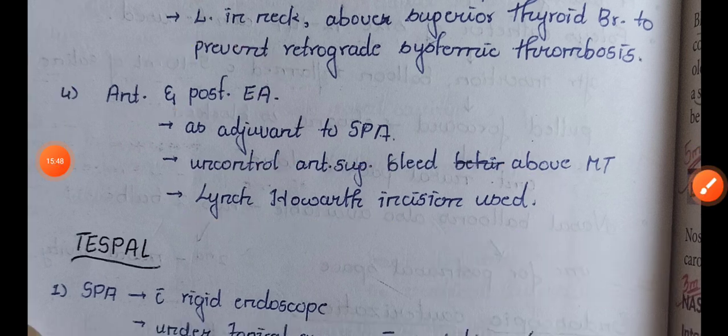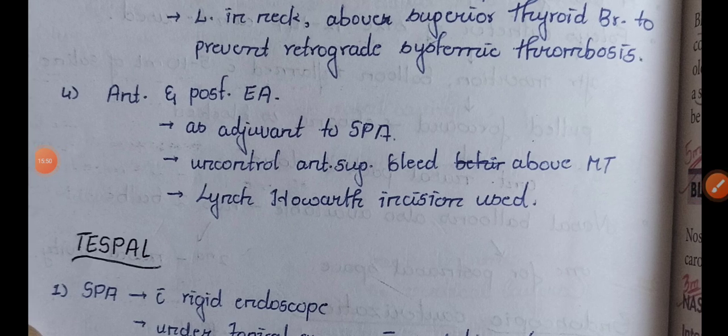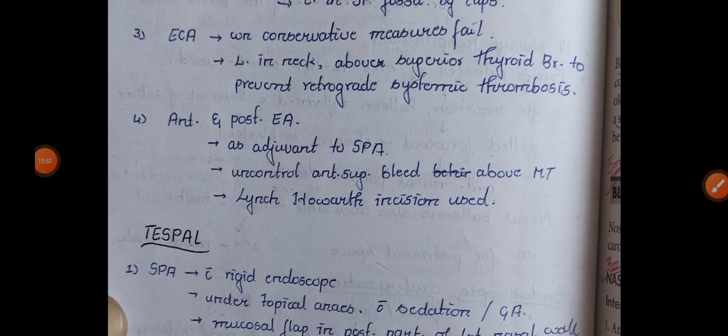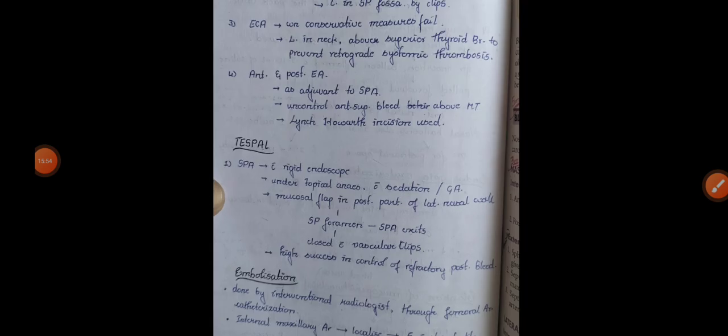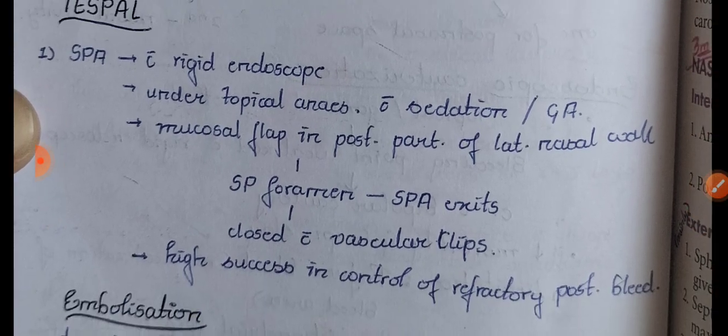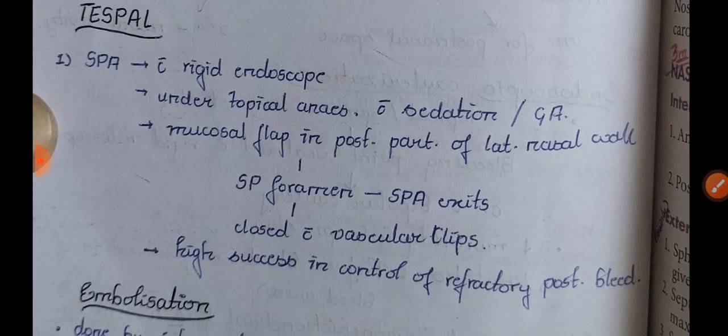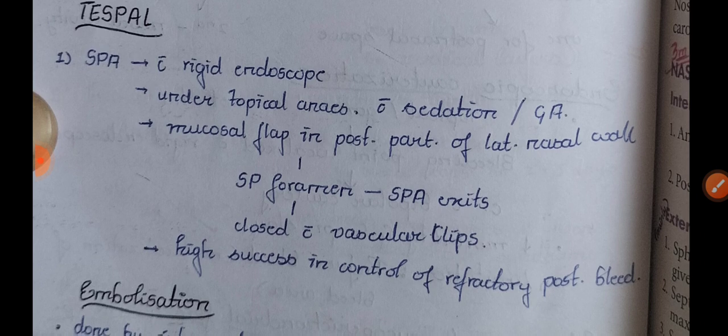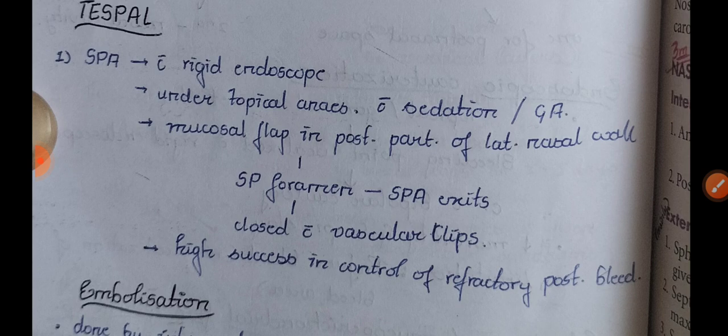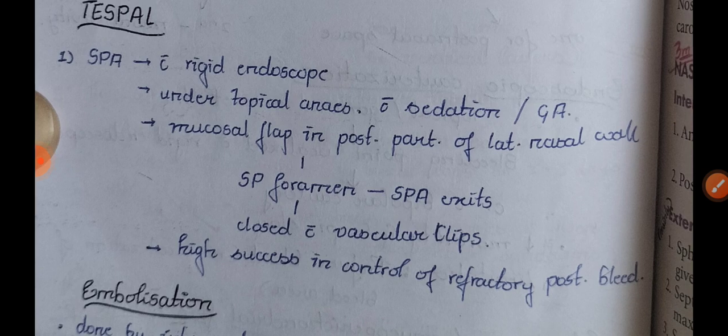Now coming to TESPAL. Here we will ligate the sphenopalatine artery. Rigid endoscopy is used under topical anesthesia with sedation or general anesthesia. A mucosal flap in the posterior part of the lateral nasal wall is elevated. In the sphenopalatine foramen we will find the sphenopalatine artery exiting, and it is closed with vascular clips. It has a high success rate in controlling refractory posterior bleed. Bleeding will stop in the maximum number of cases.